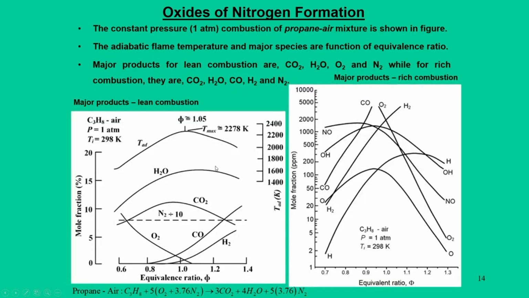Now, let us see how they behave. I will revisit this slide again. As you can see, over a wide range of equivalence ratios, we can see the formation of NO throughout all the equivalence ratios. Even your adiabatic temperature is close to 2278 Kelvin. At that point, it is quite obvious that we will have the thermal or Zeldovich mechanism.